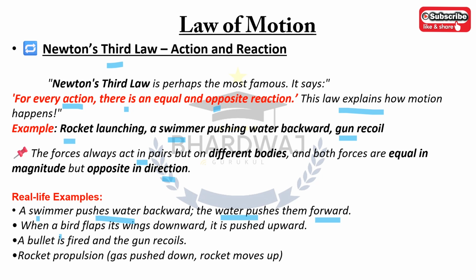Second point, when a bird flaps its wings downwards, it pushes the air down and the air pushes the bird upwards. When a bullet is fired, the gun recoils, pushed backward by the reaction force. In rocket propulsion, gas is pushed down, so the rocket moves upward in the air.